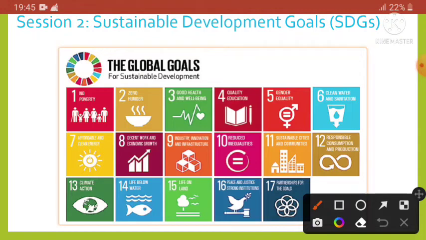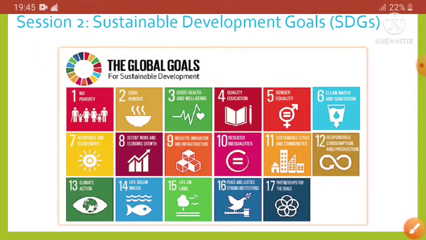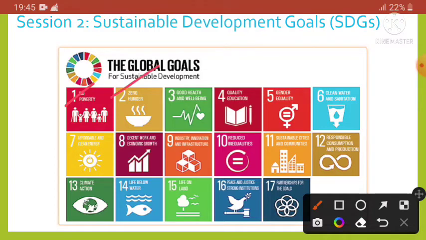Now you can see here all the 17 goals for sustainable development. Number 1 is no poverty. Number 2, zero hunger. Number 3, good health and well-being. Number 4, quality education. 5, gender equality. 6, clean water and sanitation. Number 7, affordable and clean energy. Number 8, decent work and economic growth. Number 9, industry, innovation and infrastructure.